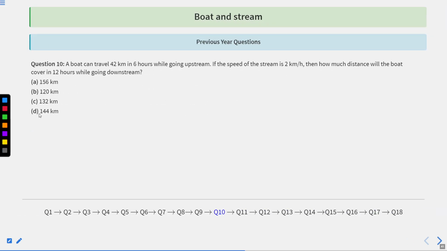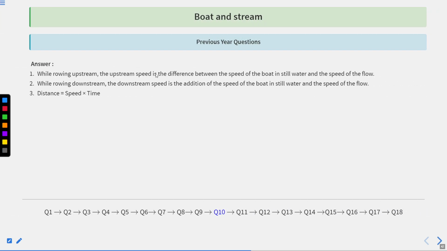A boat can travel 42 kilometers in 6 hours while going upstream. If the speed of the stream is 2 kilometers per hour, then how much distance will the boat cover in 12 hours while going downstream?